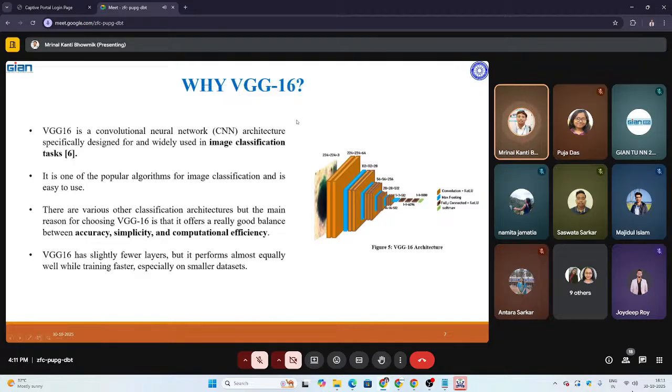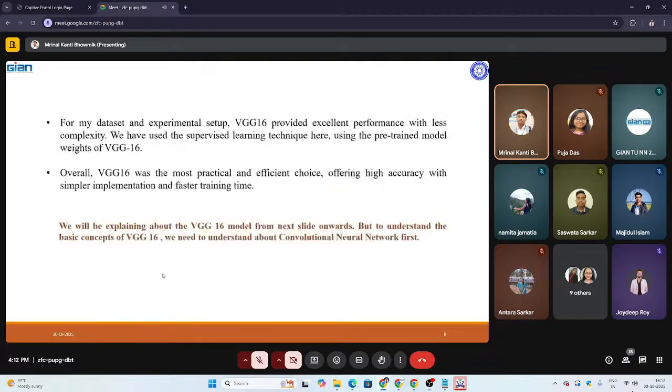But the main reason I chose VGG16 is that it offers a really good balance between accuracy, simplicity, and computational efficiency. Since VGG16 has slightly fewer layers compared to other classification architectures, it trains faster, especially on smaller datasets. It is also a much less complex model compared to other neural network architectures, so I preferred VGG16 for my dataset. For my dataset and experimental setup, VGG16 provided excellent performance with less complexity.